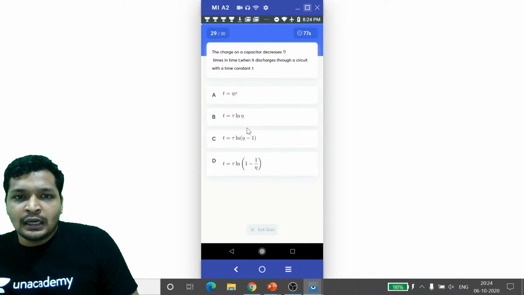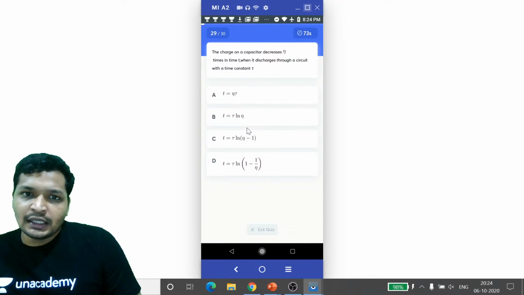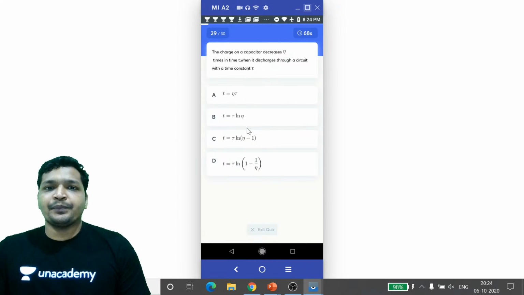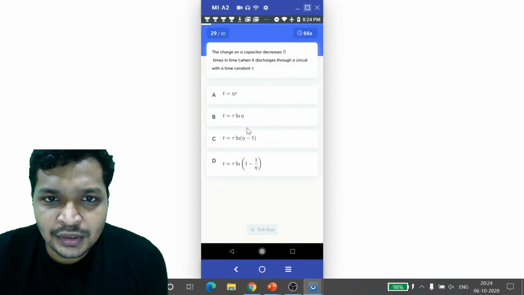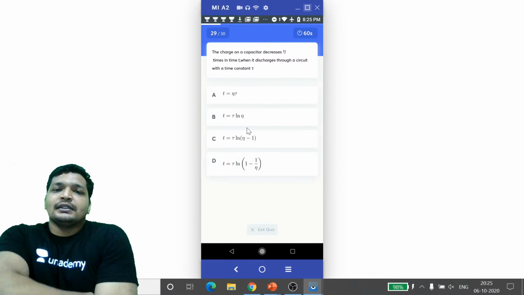Alright, guys, I think second last question. This is going to be super easy, I guess. The charge on a capacitor decreases by eta times in time t, when it discharges through a circuit with a time constant tau. This is simple, guys. There is nothing in it.